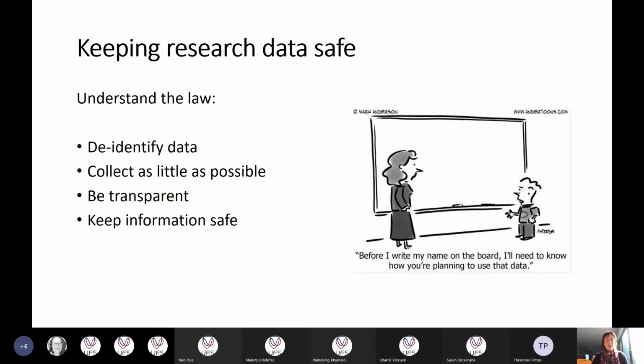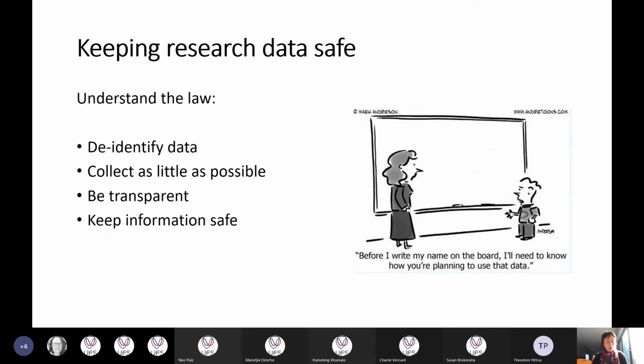Collect as little information as possible. Make sure that the personal information you collect is relevant to your project. We can ask ourselves some key questions. Why are we collecting this personal information and how are we going to use it? Can we achieve our goals without collecting this information? So I think we're moving away from the stage where we collect what's nice to know to collecting only what we really need.